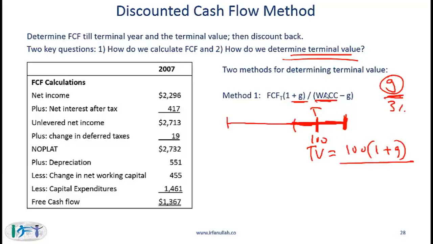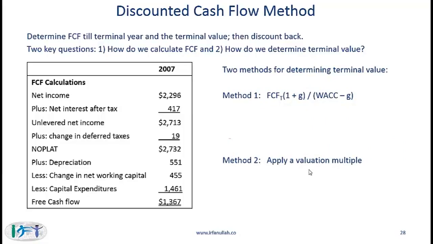And why do we use cost of capital and not cost of equity? Because we are looking at the cash flow to the whole firm, which includes debt holders and equity holders. So you need to use the weighted average cost of capital. So you divide by WACC minus g. Again, this is just the Gordon growth model applied to free cash flows. This will give you the terminal value here at time t, and you discount that back.